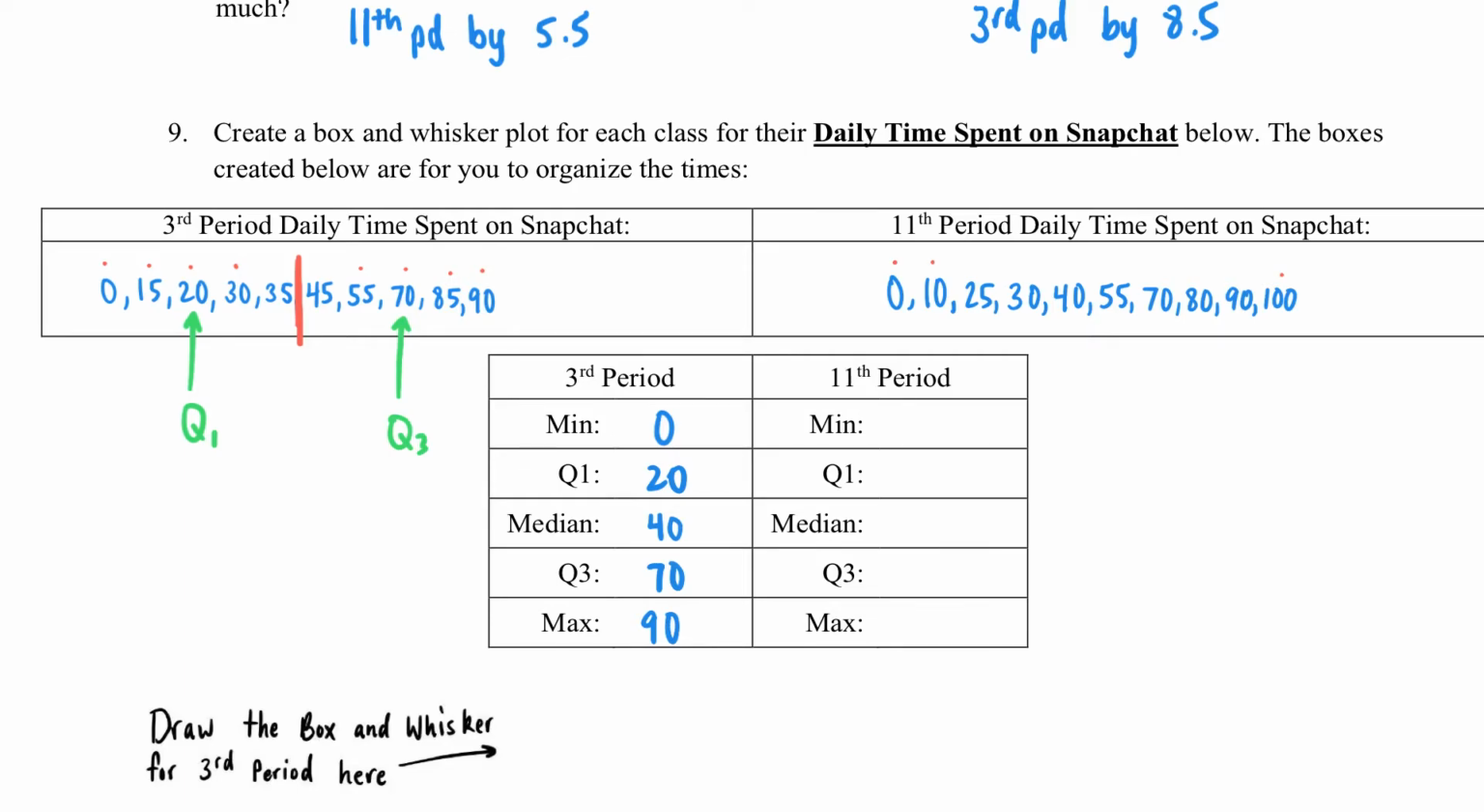1, 2, 3, 4, 5, 6, 7, 8. So whatever's halfway in between these two. So what is that? 47.5. So that's the median. The minimum is 0. The max is 100. Q1 is going to be whatever's halfway on the bottom data set. Q3 is that guy right there. So this is 25. This is 80.